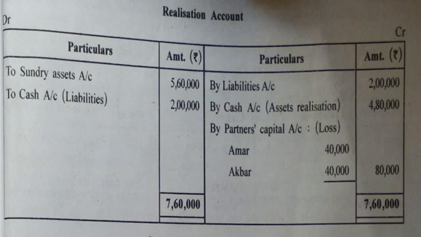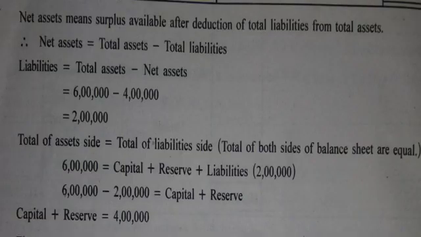Okay, this concept we have understood while understanding the concept of journal entries, that all the assets accounts and liabilities accounts are to be closed at the time of dissolution and are to be transferred to realization account. So assets are of rupees 5,60,000 and liabilities are of 2 lakh in the balance sheet.